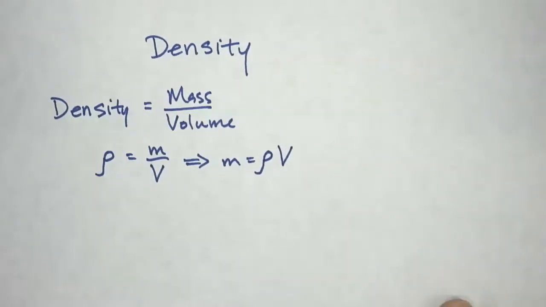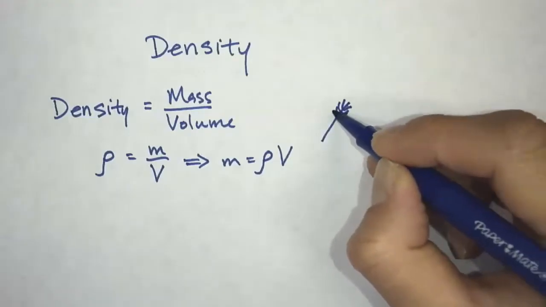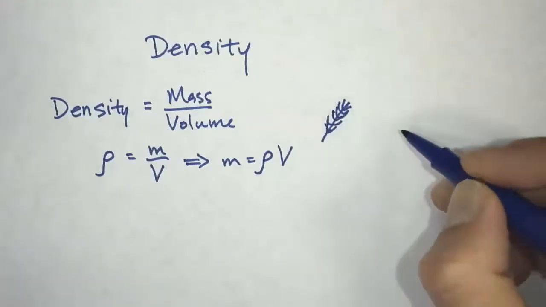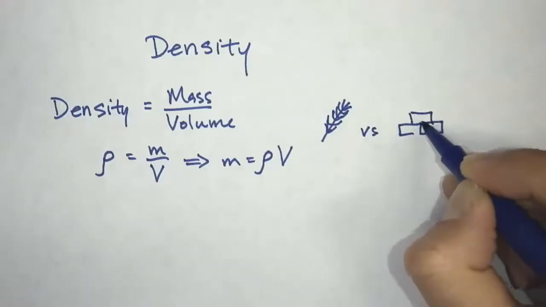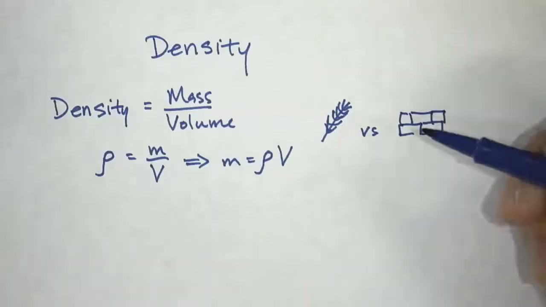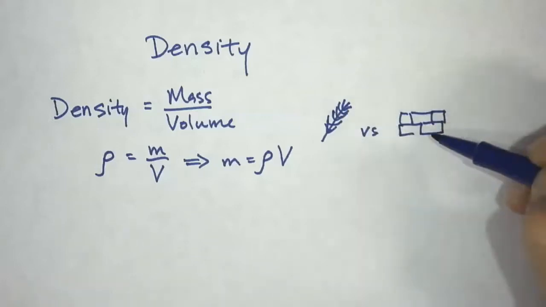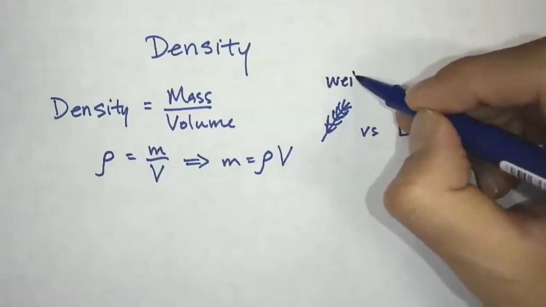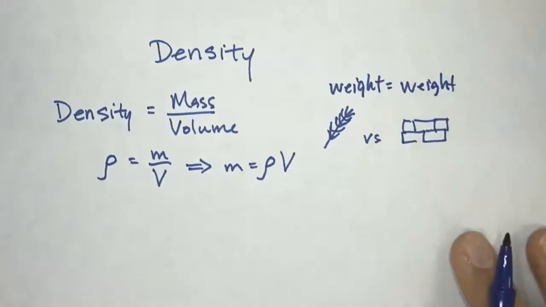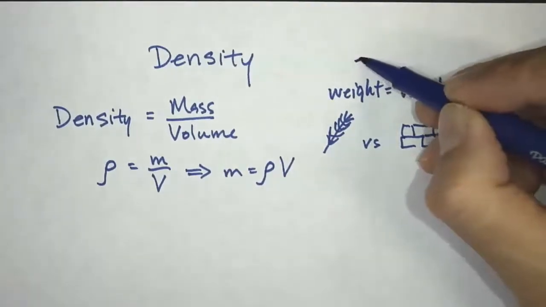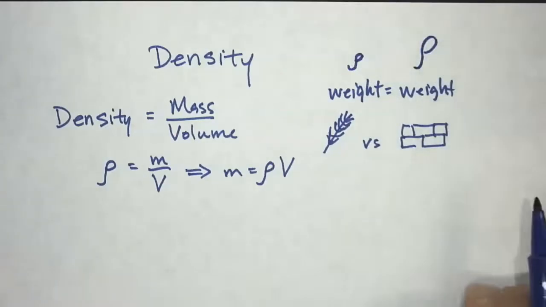Let's start with a classic question that you might hear someone ask you: what is heavier, a ton of feathers or a ton of bricks? It's kind of a trick question, because a ton is telling you the weight, and so they do have the same weight. The weight of the feathers is equal to the weight of the bricks. However, what's different about these two is their density. The feathers have a much smaller density, and the bricks have a much greater density.